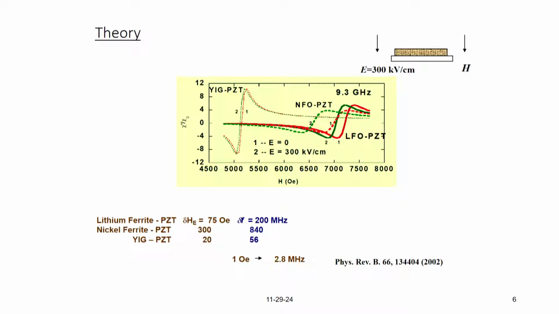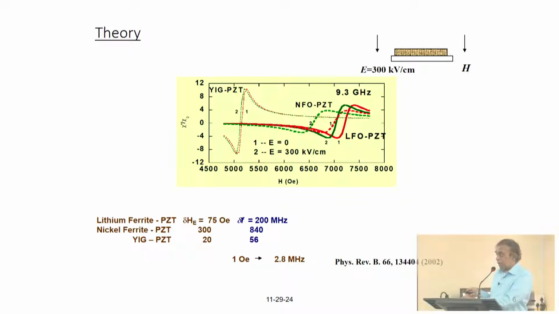So, in all these three cases, you can use the device at ferromagnetic resonance and then tune them with an electric field, if that's what you want to do. But the tuning is rather limited. And also you have to keep in mind that in each device you must have a bias magnetic field.